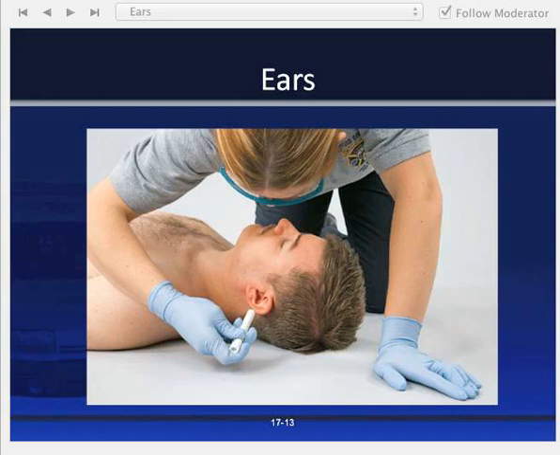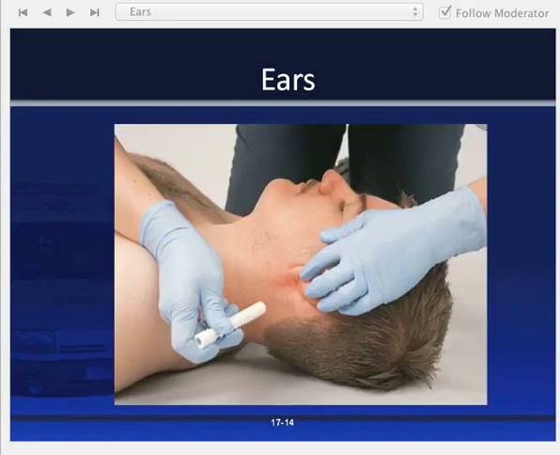Look in the ears for fluid. Look behind the ears at the mastoid process for any bruising.